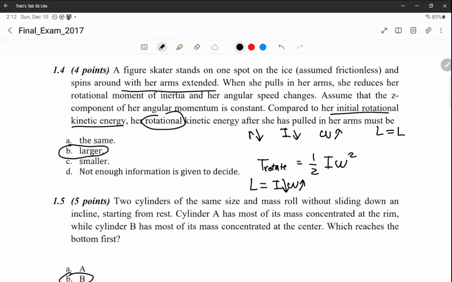So if you decrease I, omega only increases a little bit for L. But here omega is going to increase double that, so it's going to become larger. So the rotational kinetic energy is going to be larger.